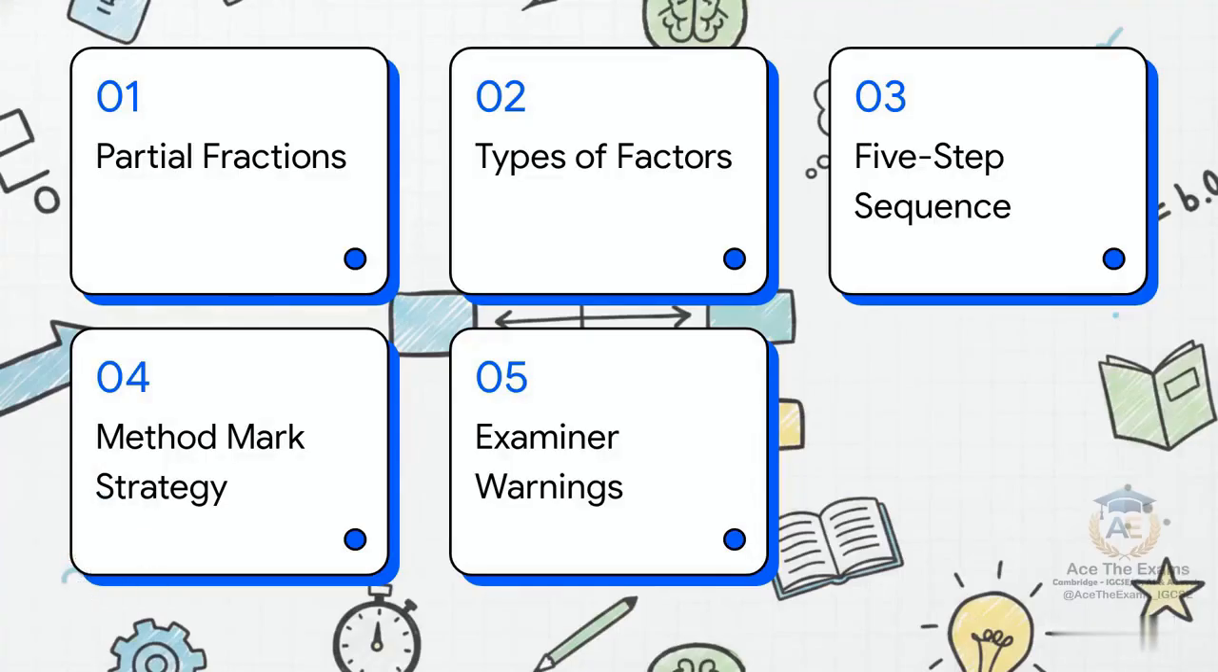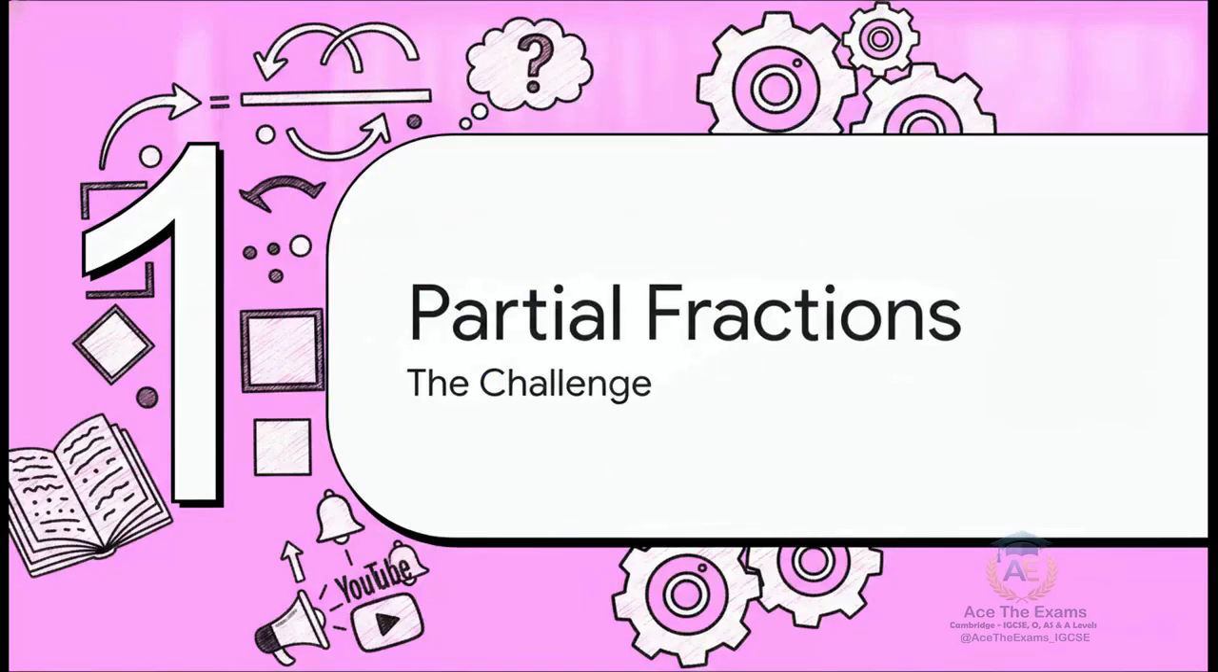Here is our exact chronological breakdown for today. This structure is going to shift your mindset from merely hunting for a final number to actually proving your logical process. We're hitting the challenge, the 3 types of factors, the 5-step sequence, the method mark strategy, and finally, those top examiner moments. Let's start with Part 1, the Partial Fractions Challenge.